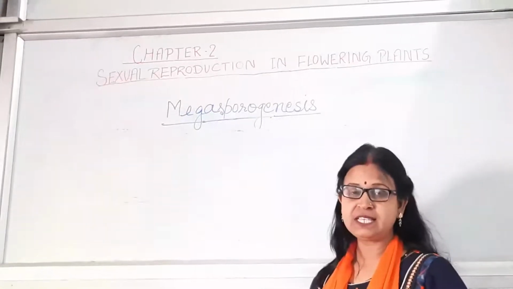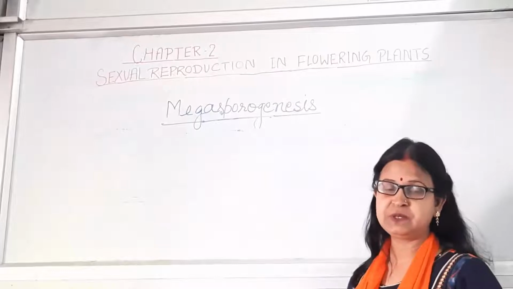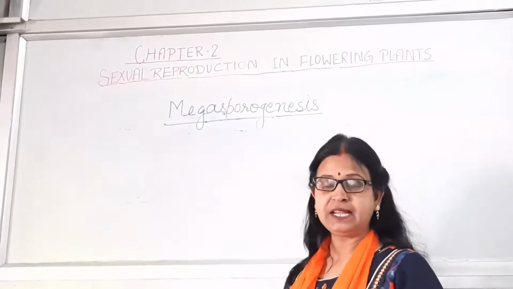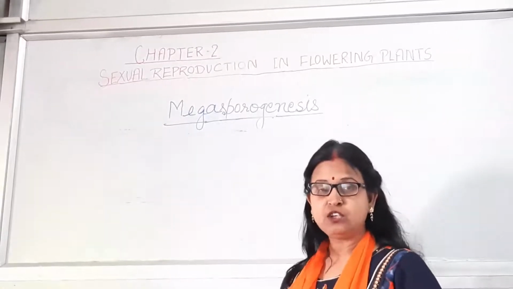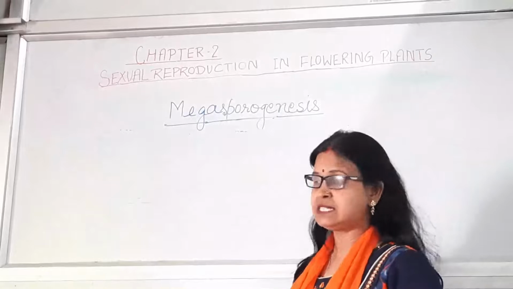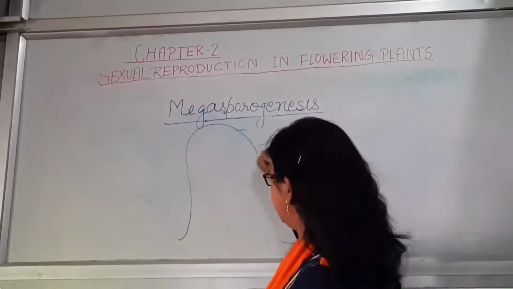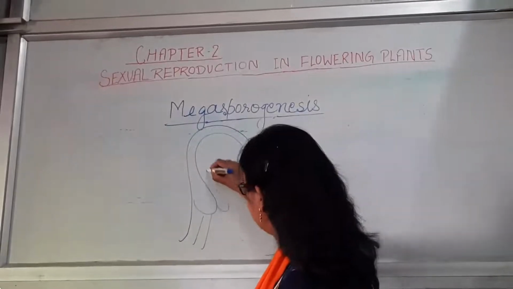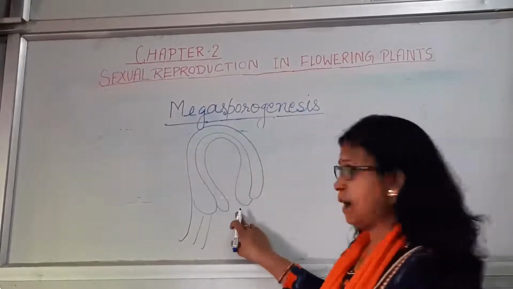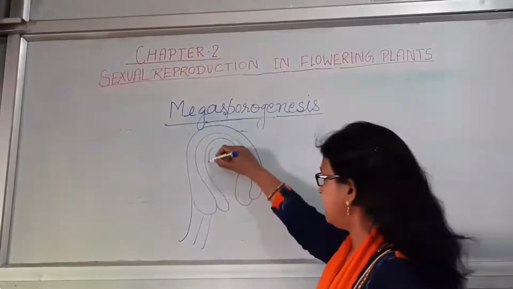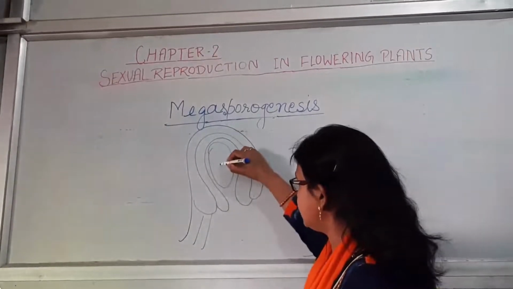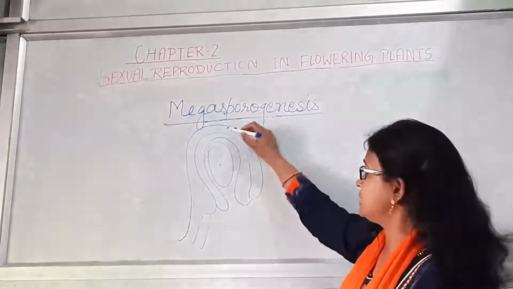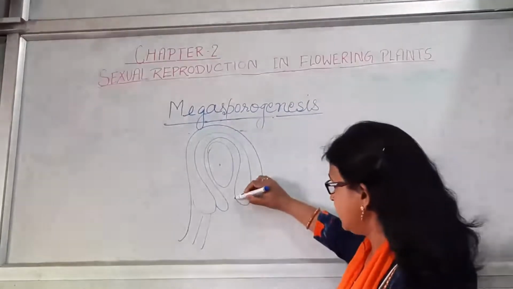Now how these 8 nuclei are arranged inside the embryo sac, that we will discuss here. Inside the embryo sac, as we know that 8 nuclei are present, so 3 will move towards the chalazal end and 3 towards the micropylar end and 2 inside, that is, in the center.